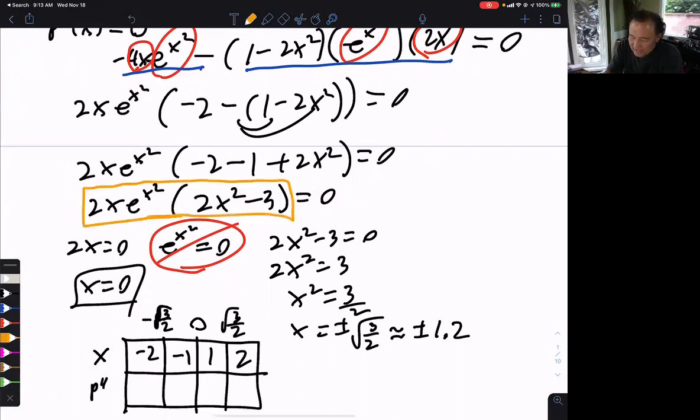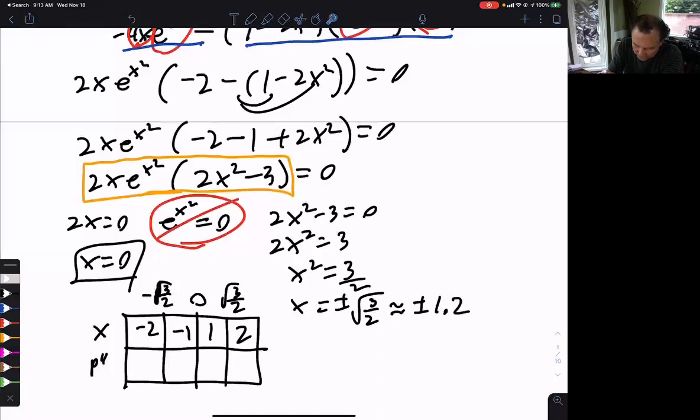So let's plug in -2. So -2 is going to make a negative. This is always positive, so we don't care about that. -2 squared is 4. Times 2 is 8. Minus 3 is positive. So we have a positive and a negative making negative. Plug in -1. Well, -1 makes that negative. -1 will be 2 minus 3. That's going to be negative. And 2 negatives make a positive.